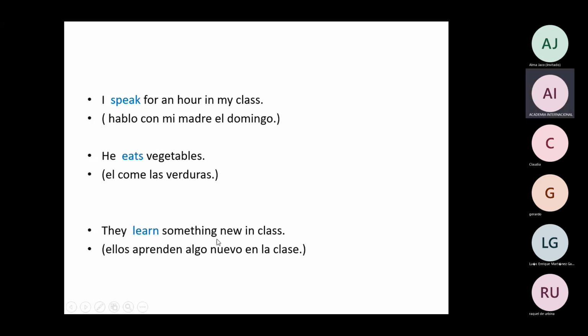They learn something new in class. Ellos aprenden algo nuevo en la clase o en clase. They learn something new in class. Ellos aprenden algo nuevo en clase. No dice they are learning something new. Ellos están aprendiendo, como que si estuviera pasando ahorita. Sino más bien algo que pasa todos los días que ellos van a clase. They learn something new in class. Entonces, de esa forma es que se usa el presente simple para hablar de cosas que pasan habitualmente.